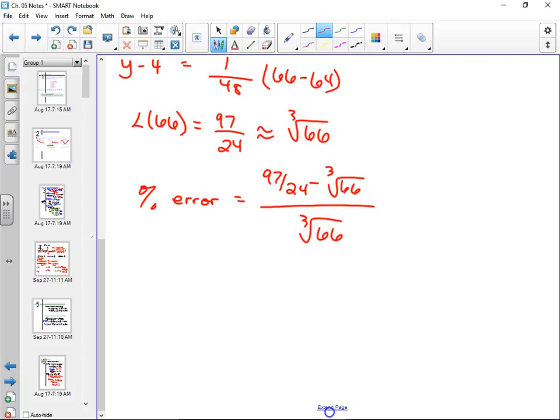Misty, you did it differently. You just did the cube root of 66 minus... Isn't that what we're doing though? We're doing the measured minus the actual, all over the actual. I think that'd be, oh yeah, that's right. Wow, you're more accurate than mine.